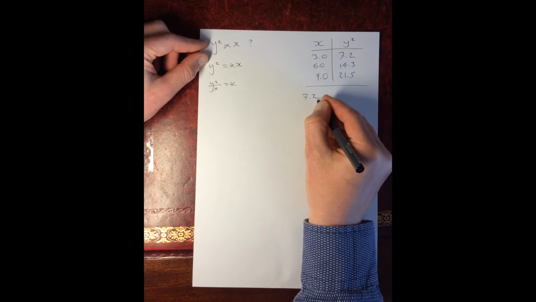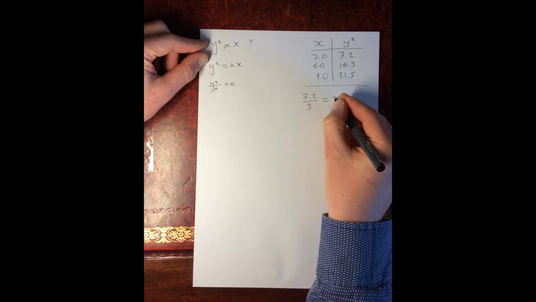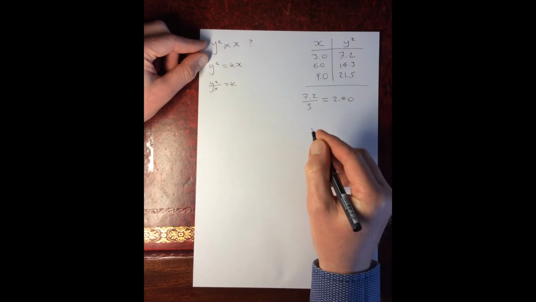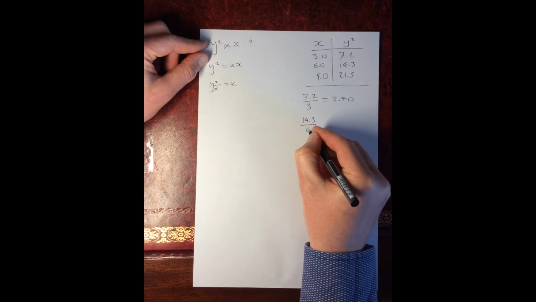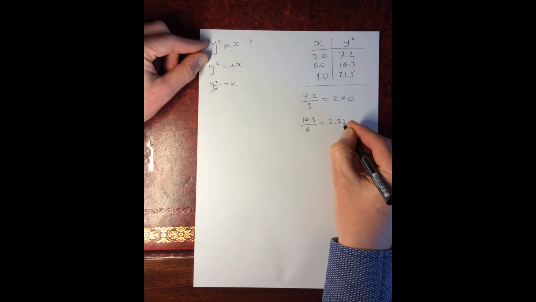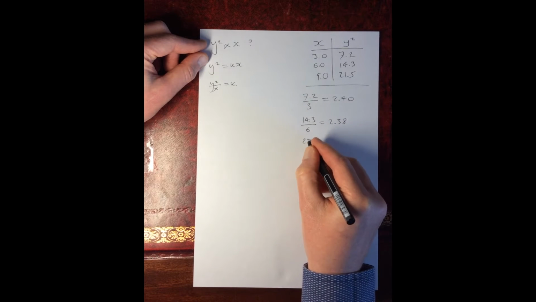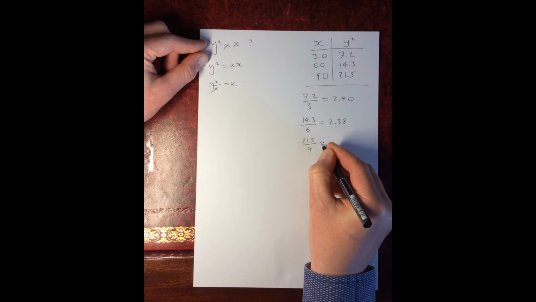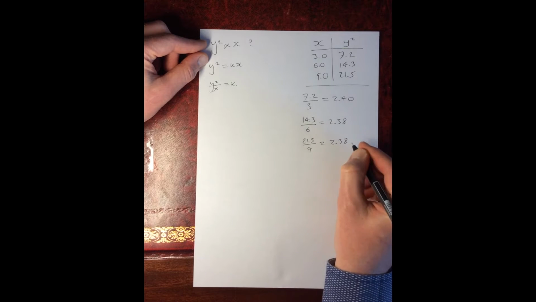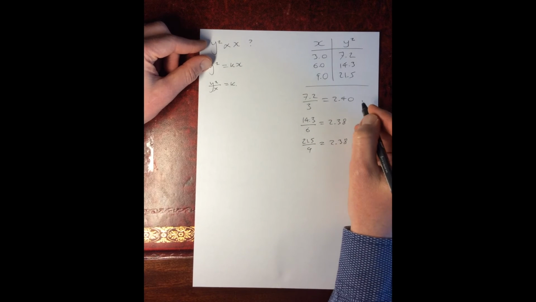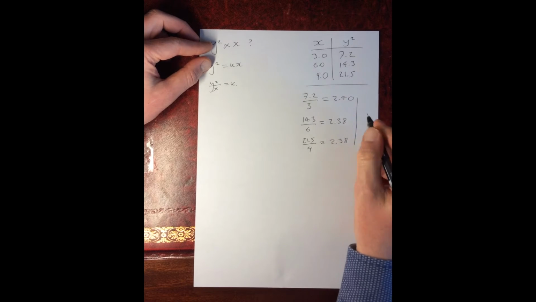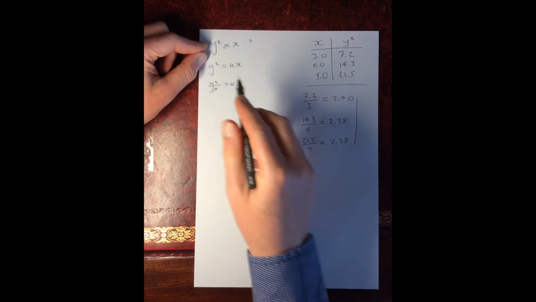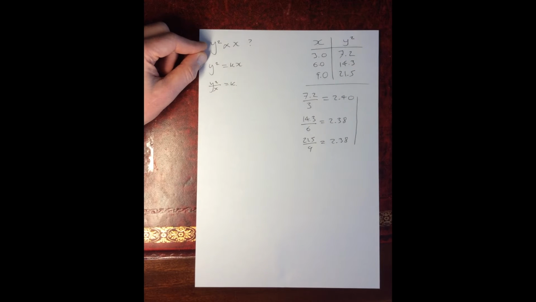If we do 7.2 divided by 3, we're going to get 2.40. If we do 14.3 divided by 6, we're going to get 2.38. If we do 21.5 divided by 9, we're going to get 2.38. Now, in this case, you could say that all these three constants here aren't all exactly the same. So you could argue that y squared isn't proportional to x.